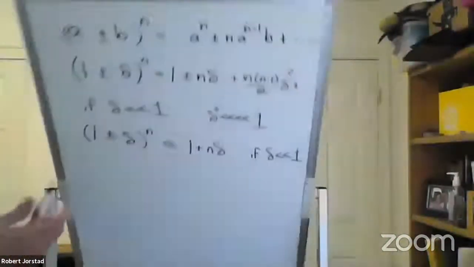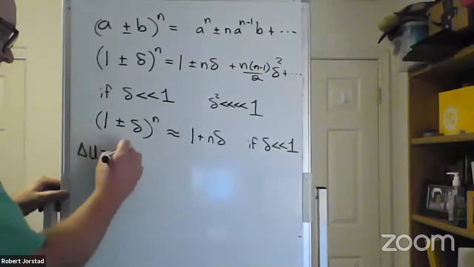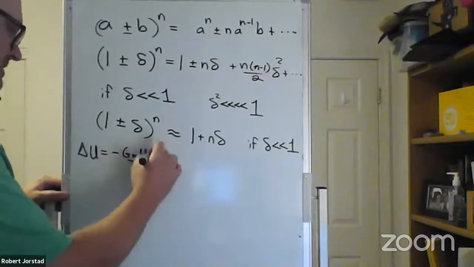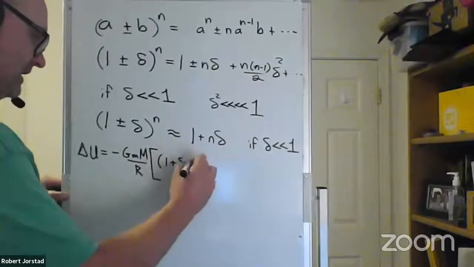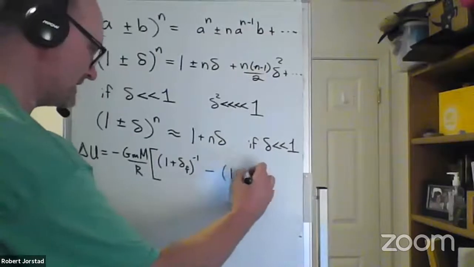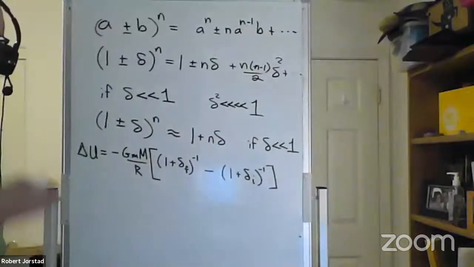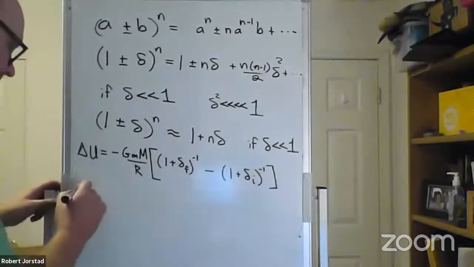GMm over R, 1 plus, okay. Before we found delta U was negative GMm over R times the quantity (1 plus delta final) to the negative 1 minus (1 plus delta initial) to the negative 1. I know it seems crazy. This is where it gets cool. Hang in there.